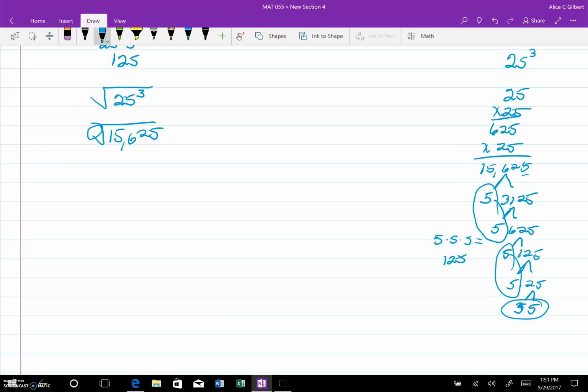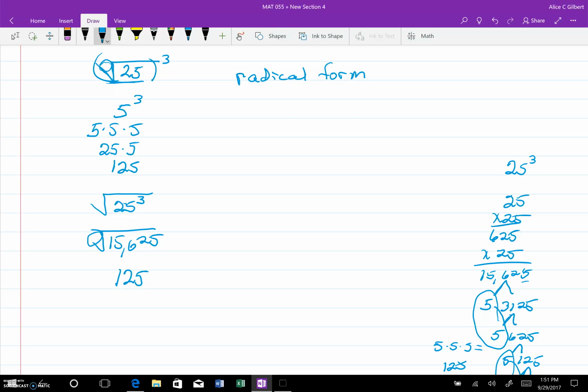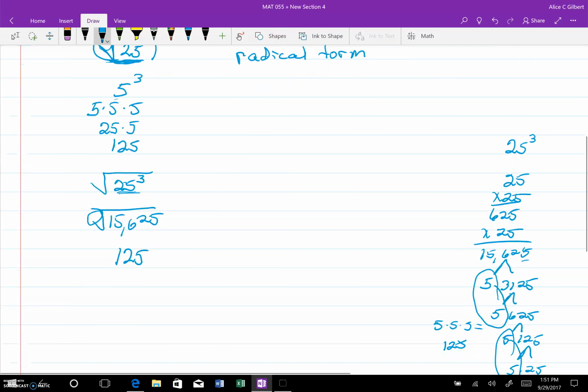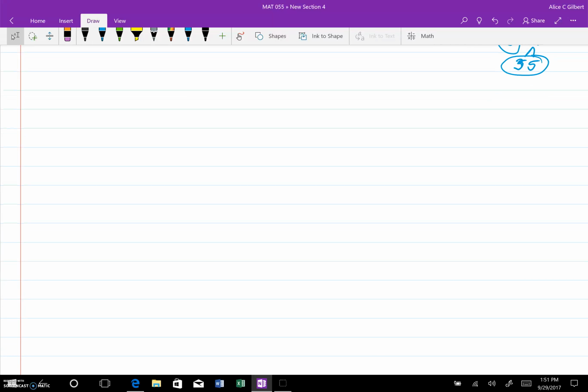So I get the same answer, but how much more work was it to do it by doing 25 to the third first and then finding the square root of 15,625, as opposed to finding the square root of 25 first and then taking the cube of that. In the first instance, I didn't even have to use a calculator. And you aren't allowed to use calculators, so you might want to consider this. All right, let's do some more.